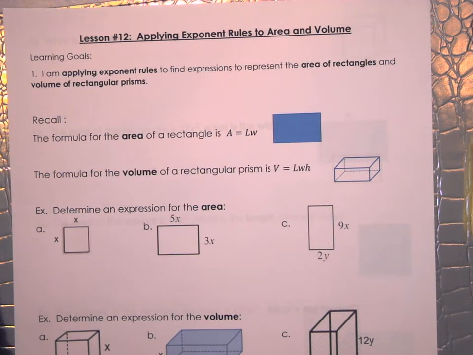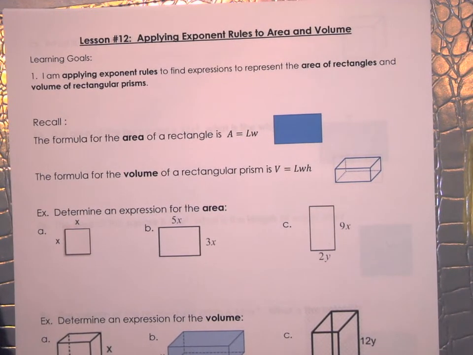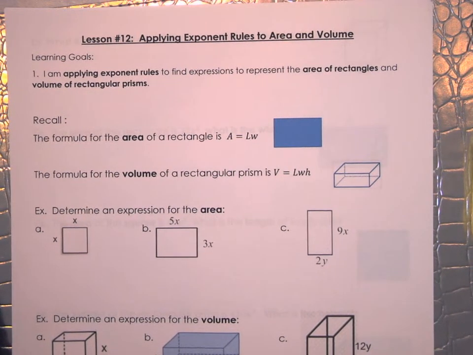Hi everyone. Okay, so this lesson is on applying exponent rules to area and volume. Our learning goal is to apply the exponent rules that we've learned to find expressions to represent the area of rectangles and volume of rectangular prisms.